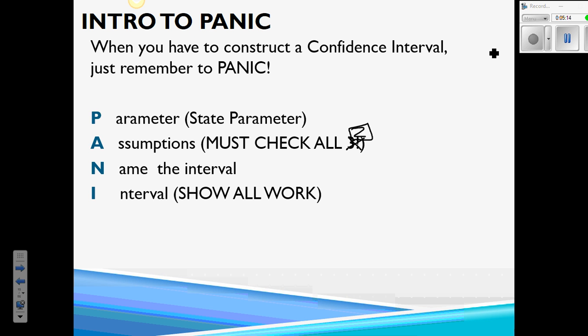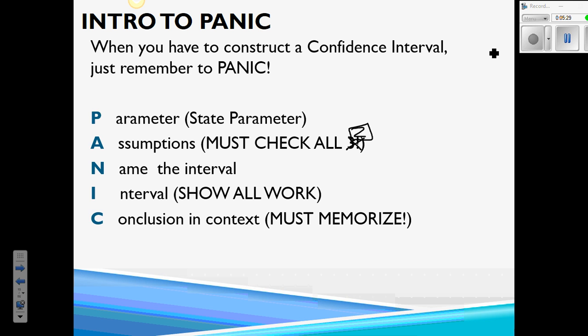Then you must have your interval. You have to show all your work for your interval, and I'm going to show you exactly what that looks like. Again, if I show you what it looks like, do I want you to deviate from that? No, I think you guys have learned the lesson about deviating from that, correct? Okay. And then finally, you're going to write your conclusion in context, all right? And we're going to talk about the conclusion that you must memorize, because it's going to be the most accurate interpretation of a confidence interval in context. All right, so we're going to go through all of that in our notes.